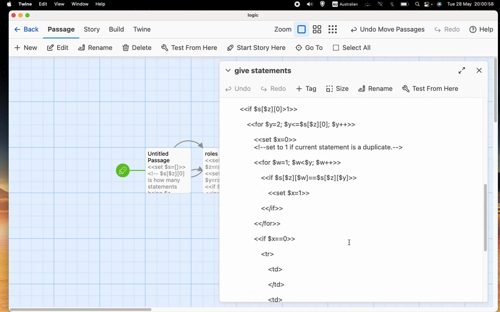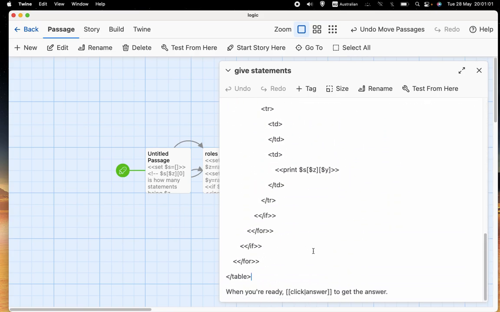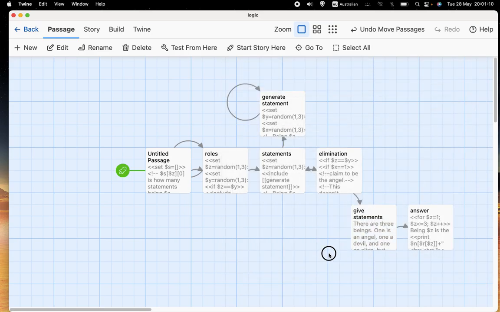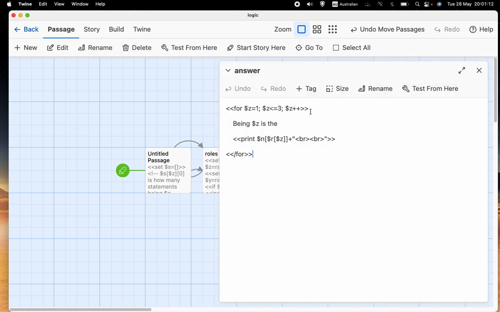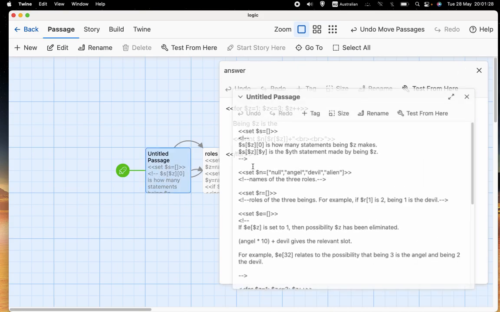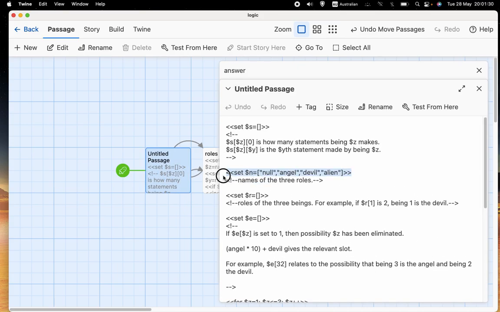So then we've given you every statement that isn't a duplicate, and then when you're ready, click to get the answer, and that will send you through to the page which is answer. And answer is very simple. It's just a for loop, for z equals 1 to 3. We look at R z, and we print that slot in N, remembering that N is this one here.